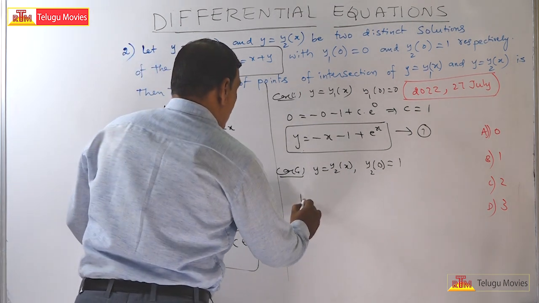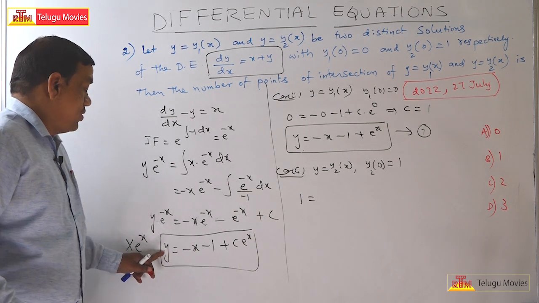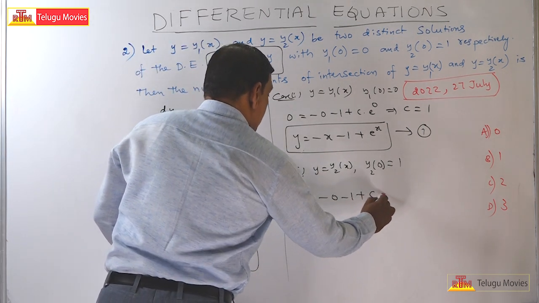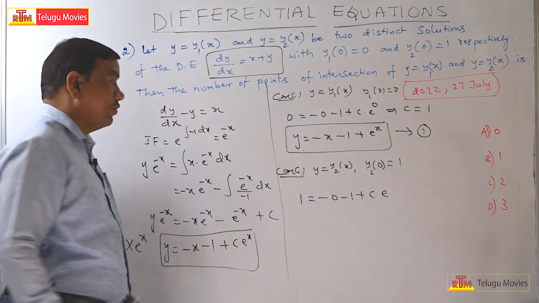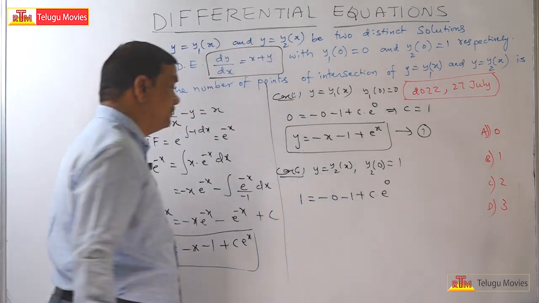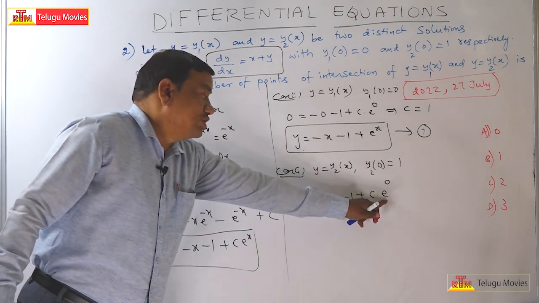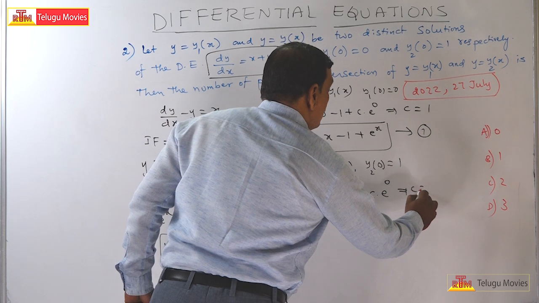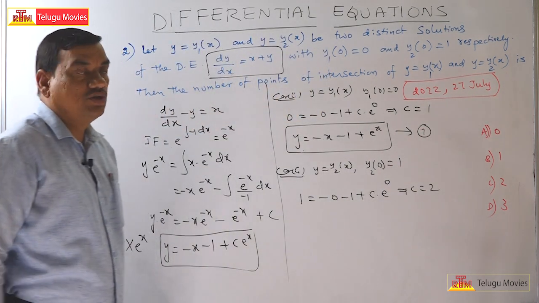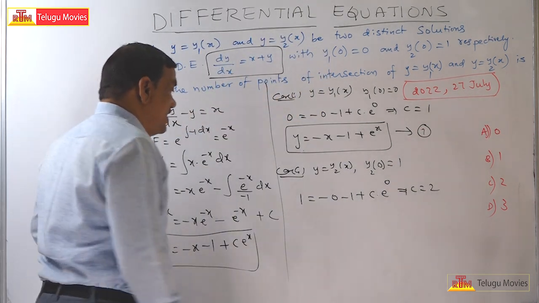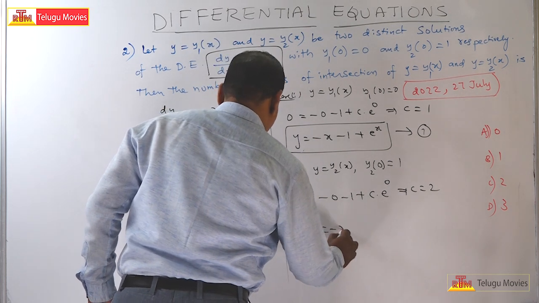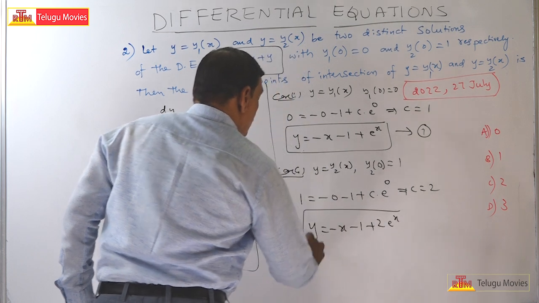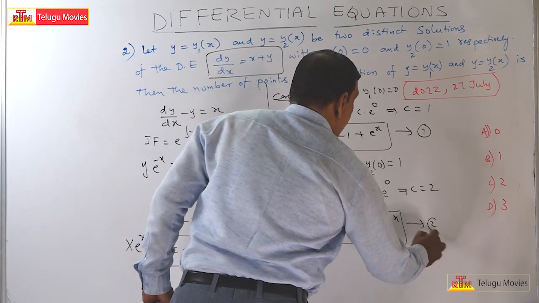So, 1 is equal to minus 0 minus 1 plus c into e power 0. E power 0 is 1, take minus 1 to this side. This implies c is equal to 2. Now, your equation will become y is equal to minus x minus 1 plus 2 into e power x. Call it the second equation.